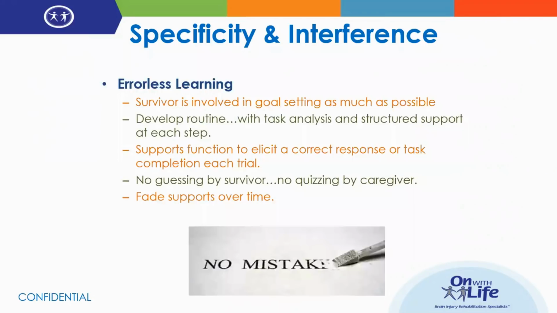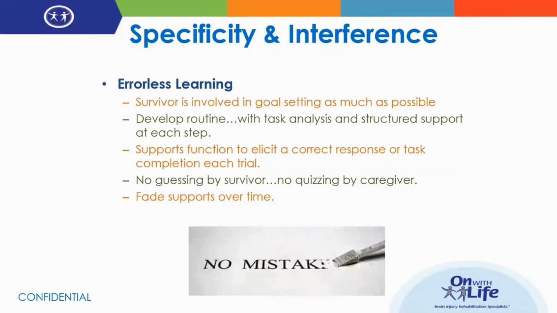Really, the way that you do that is through what's called errorless learning. We have an orientation group, for example, and in that orientation group, there are some common kinds of questions that come up. And the therapists understand that they are never to ask someone a question that they can't answer.